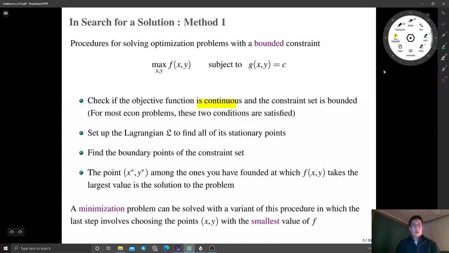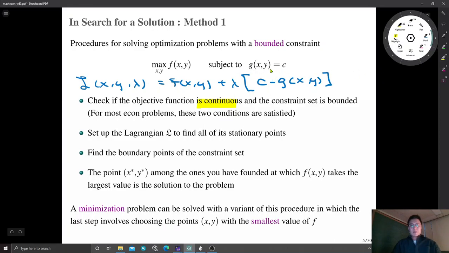Okay, so remember the way to construct the Lagrangian: L is a function of x, y, lambda. So we first put the function we want to maximize in front, and then plus lambda times (c minus g of x, y). Okay. So in the constraint, we move the function g to the other side. Okay, and then the expression on the right-hand side, put it in brackets. Okay, so that is the way to construct the Lagrangian. And then find all stationary points of this function.